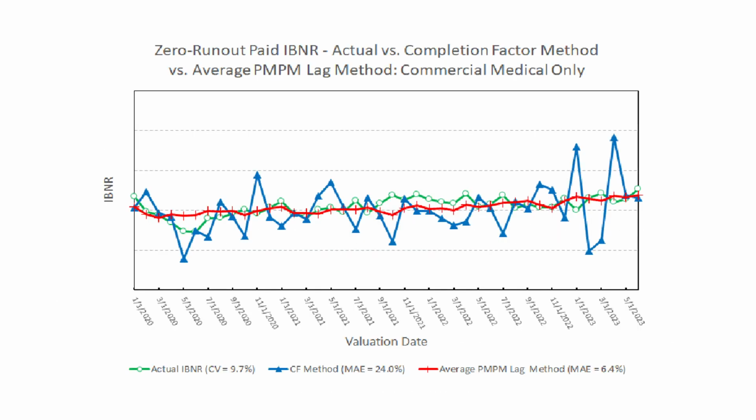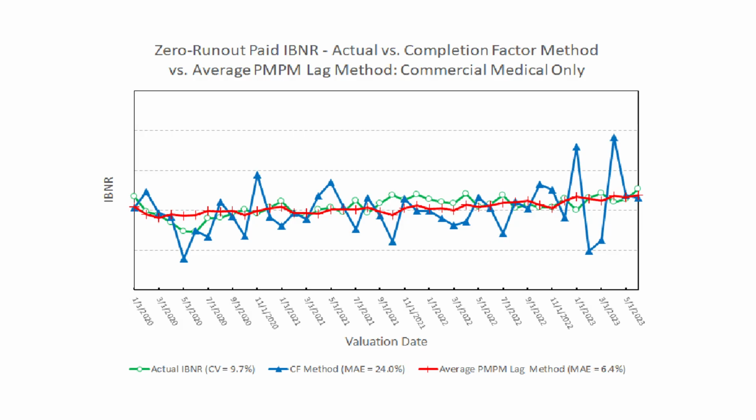Before I get into the details of the calculation itself, this slide shows the comparison of results of IBNR amounts calculated by the completion factor method versus the average PMPM lag method in relation to actual historical IBNR values for the data which I have used. The actual IBNR values are indicated by the green line. The scale on the left is omitted to protect the confidentiality of the data. The coefficient of variation, which is the standard deviation divided by the mean of the 42 data points, is 9.7%.